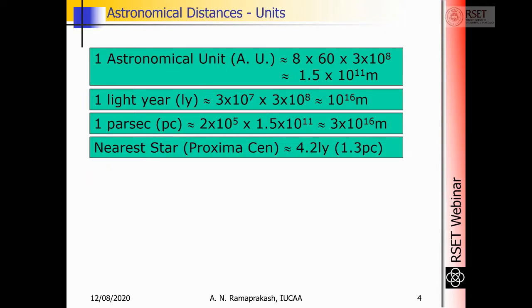Now, if I take the nearest star to our solar system, it is called Proxima Centauri.